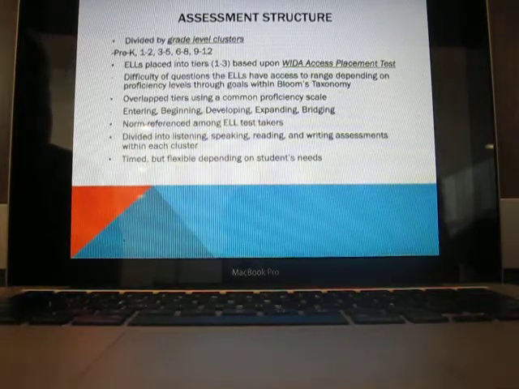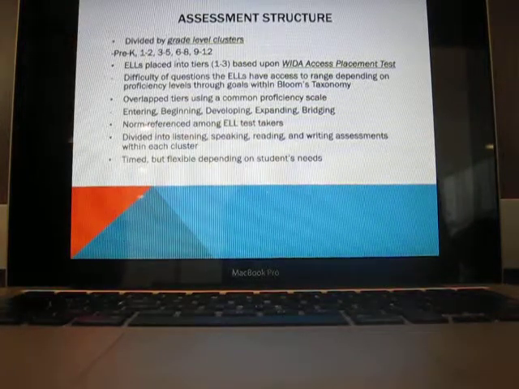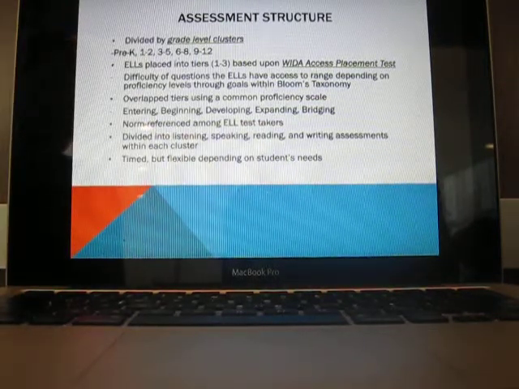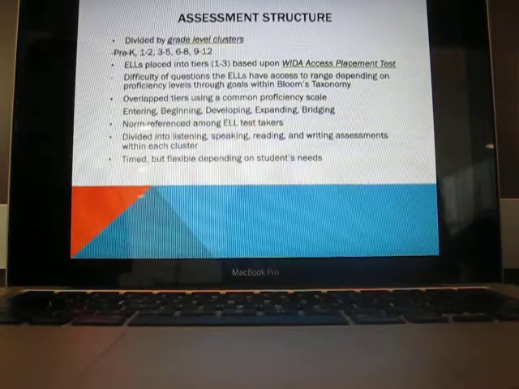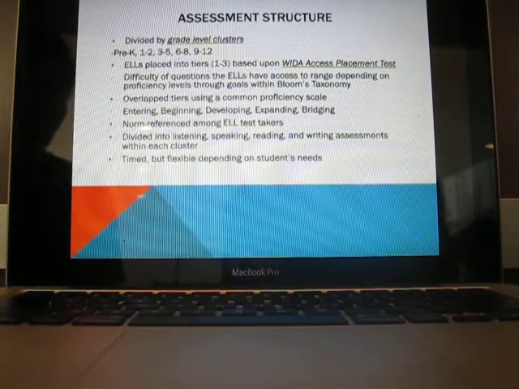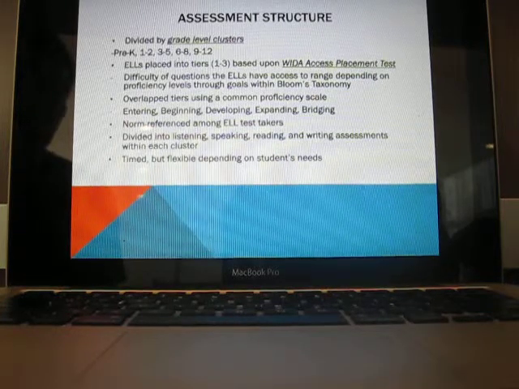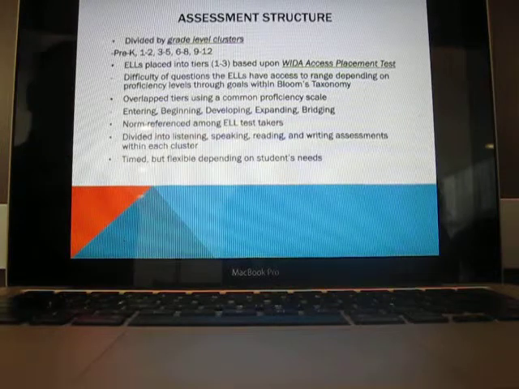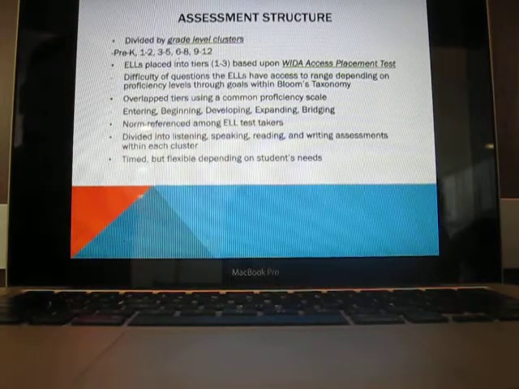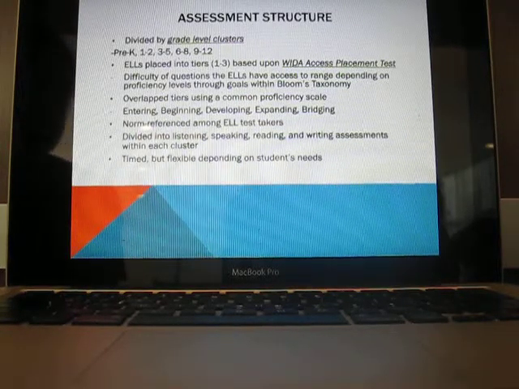And the test isn't norm referenced to non-ELLs, it's only for ELLs, and it's norm referenced because they compare all the ELLs that take the test against each other. Within each cluster, it is divided into listening, speaking, reading, and writing assessments. And then it's timed, but it's flexible, and they're willing to allow students more time if they need it and things like that.